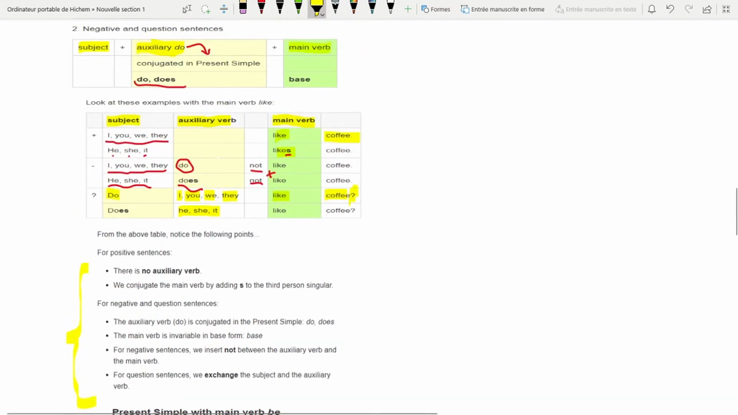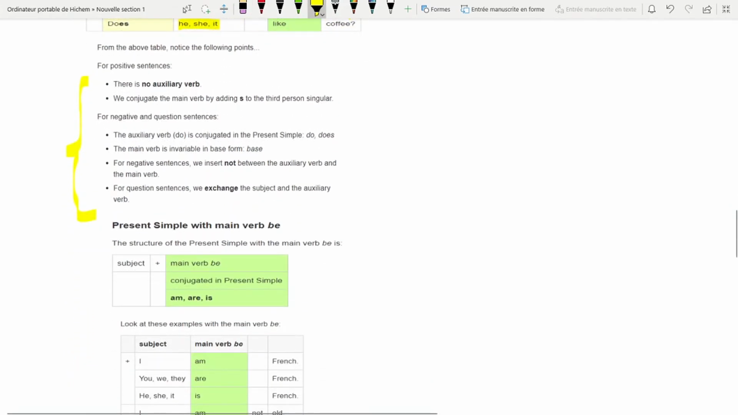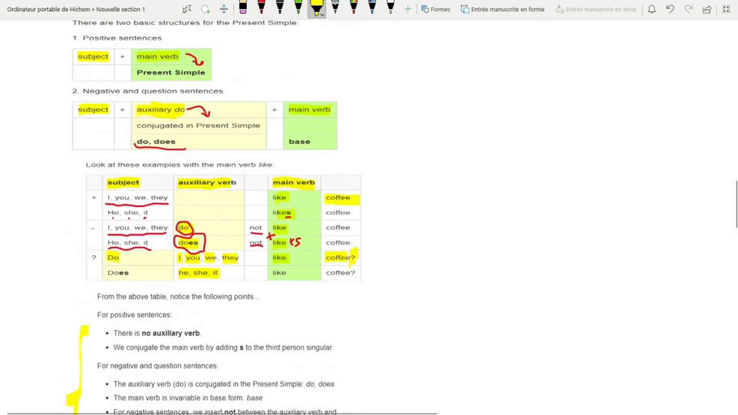So when you attach a verb, for instance like, to do, even when it is with he, she, or it, we attach it with does, but the verb here does not take an s. There is no s here because we have the auxiliary does. This is a general rule that you need to remember. This is very important. For negative sentences, we insert not between the auxiliary verb and the main verb. This is what I explained before. We have not between the auxiliary and the main verb.